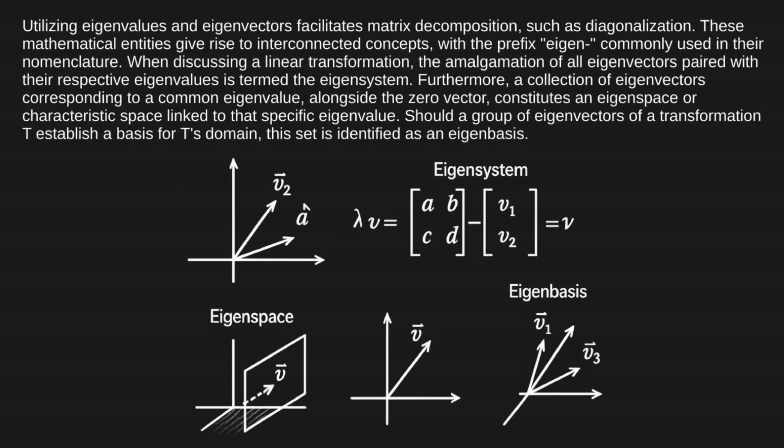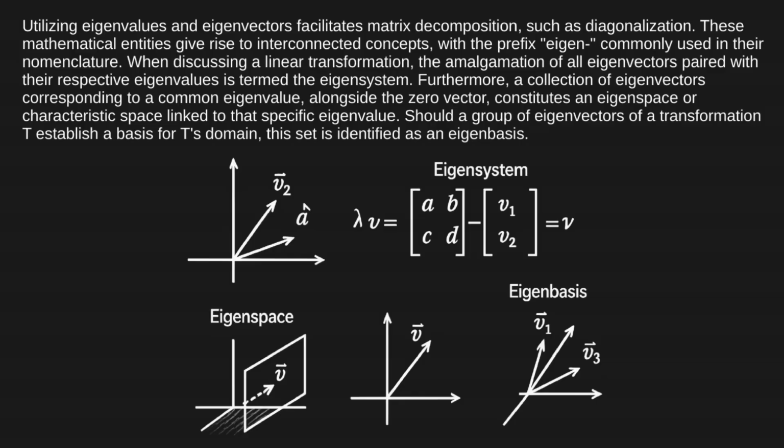Utilizing eigenvalues and eigenvectors facilitates matrix decomposition, such as diagonalization. These mathematical entities give rise to interconnected concepts, with the prefix eigen commonly used in their nomenclature. When discussing a linear transformation, the amalgamation of all eigenvectors paired with their respective eigenvalues is termed the eigensystem. Furthermore, a collection of eigenvectors corresponding to a common eigenvalue alongside the zero vector constitutes an eigenspace or characteristic space linked to that specific eigenvalue.